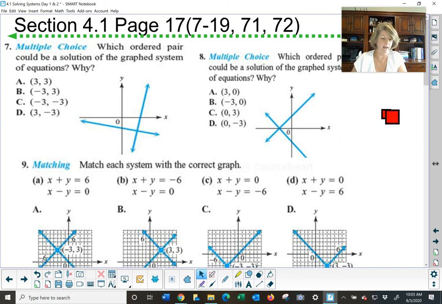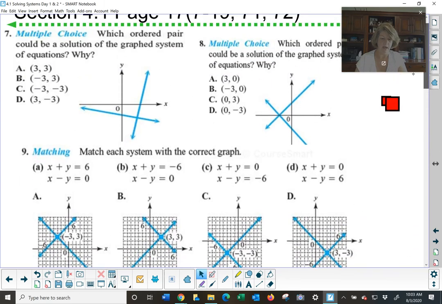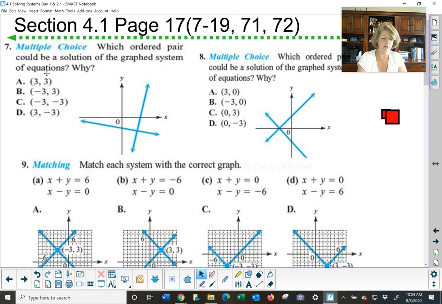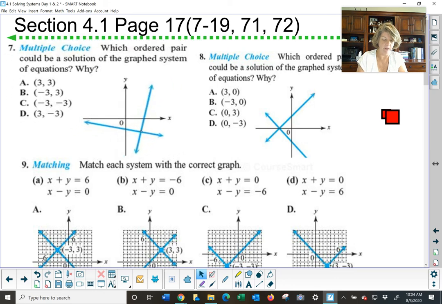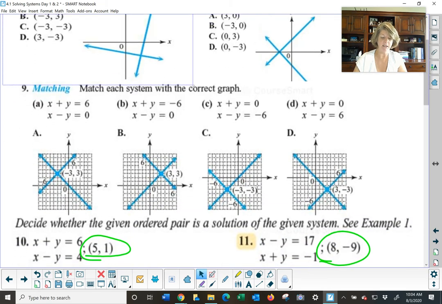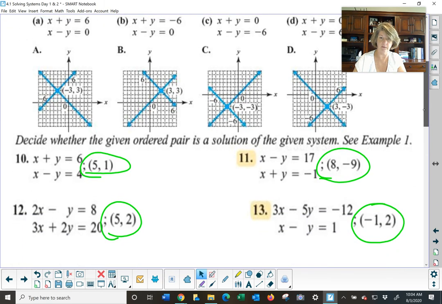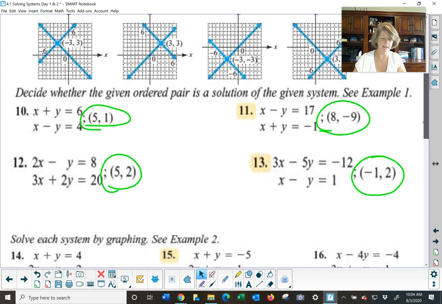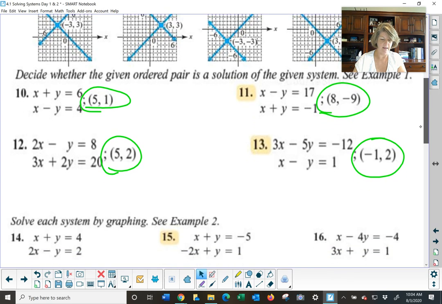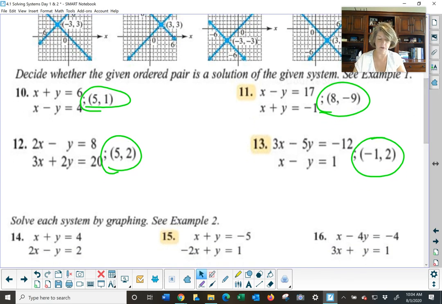So the homework for the day is found on page 17, and you're doing 7 through 19, 71, and 72. Please show your work. It looks like which ones could be ordered pairs, so you're just going to try and label what you think that point is. Look for that intersection. That's the graphing method. Match each system with its correct graph. You should be okay with finding linear functions and their representative graph. And decide whether the ordered pair is a solution.